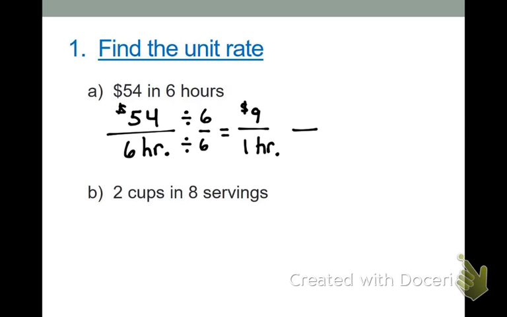When you see this fraction bar, it says per, okay? So read it to me how it should be written. Go ahead. $9 per hour. Okay, you could say per 1 hour or per hour. Either one does not matter to me. Let's go on to the next one.